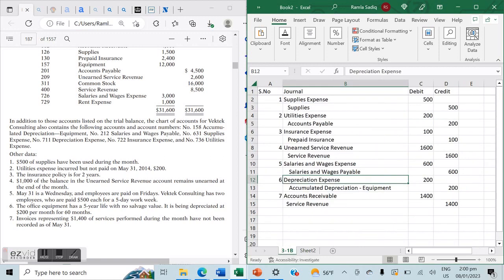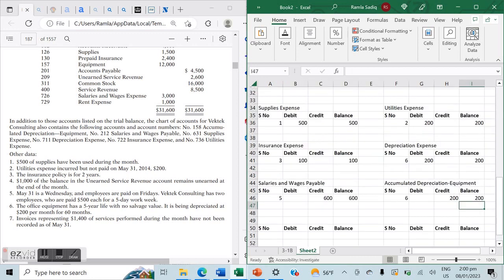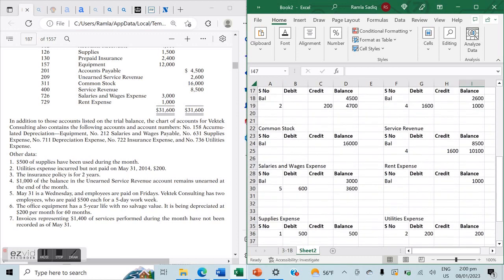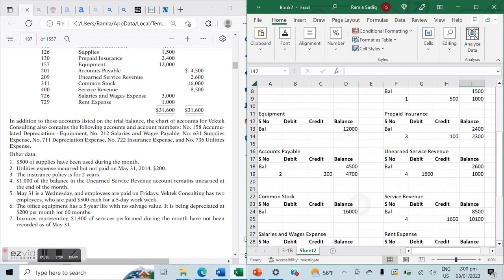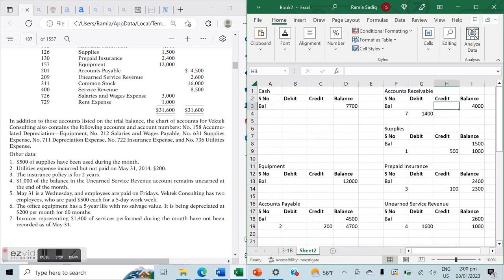And now for our last entry, we have an accounts receivable for $1,400 debit and service revenue $1,400 credit. So we're going to go ahead and put that over here. Accounts receivable already exists on this list. It should be right there. So entry number 7, and this is for $1,400 debit. And remember, a receivable is an asset account, so 1,400 is an increase in that asset account.